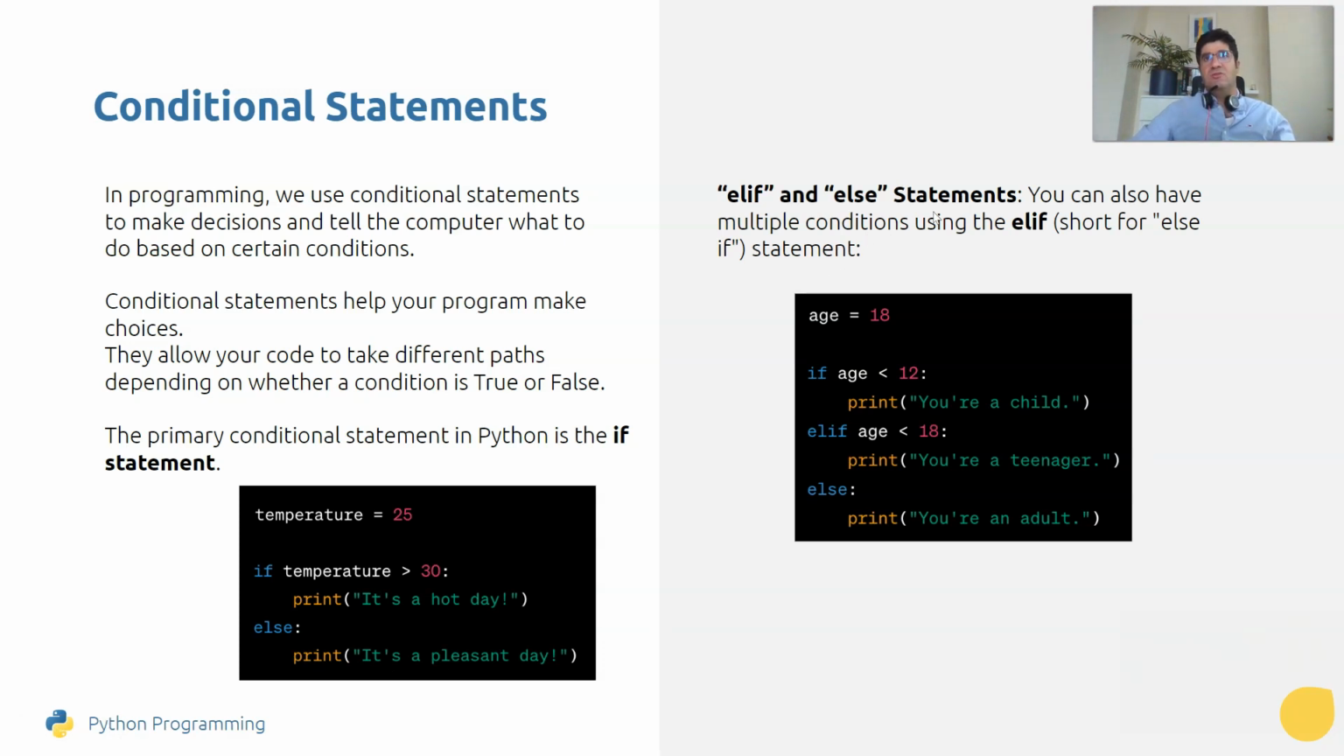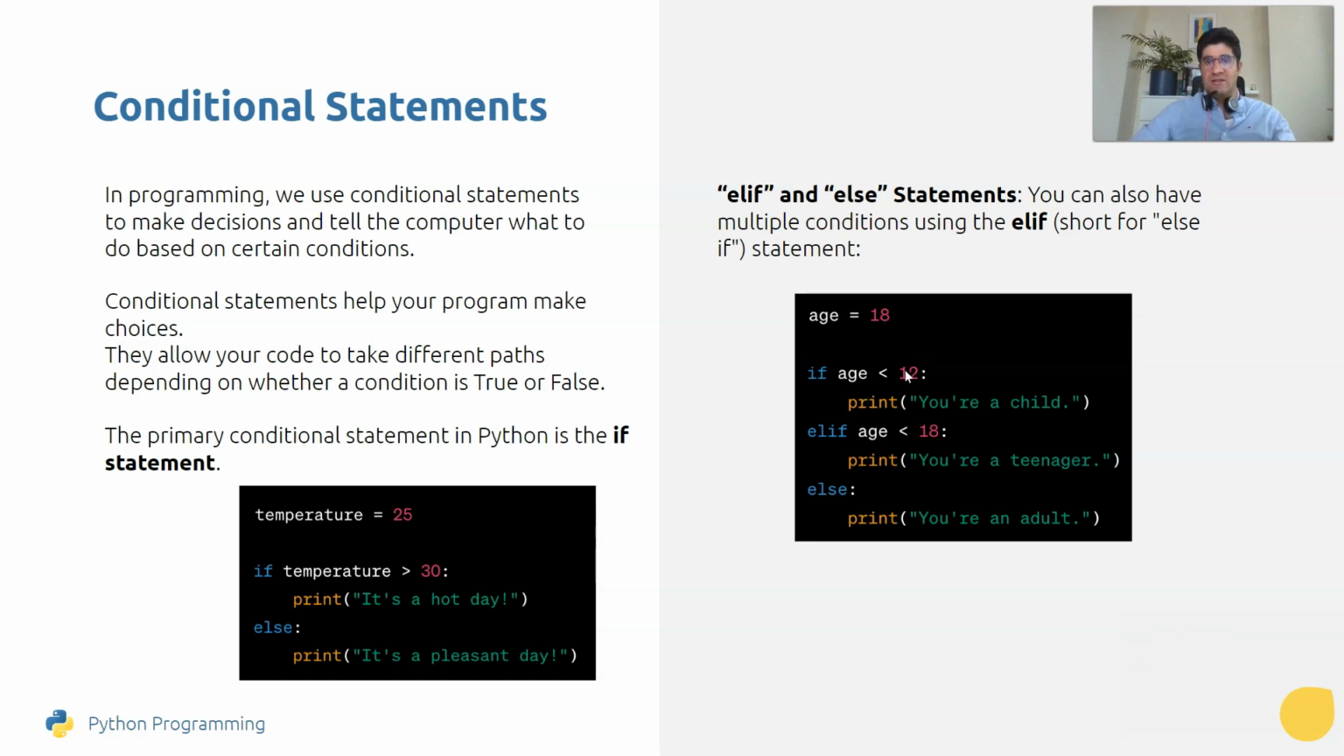Sometimes we need to decide based on multiple conditions. In the first case, we had just one condition. But if we try to check different conditions and run different code, then we have the else-if and else statements. So in fact, we can check different conditions using the else-if statement.